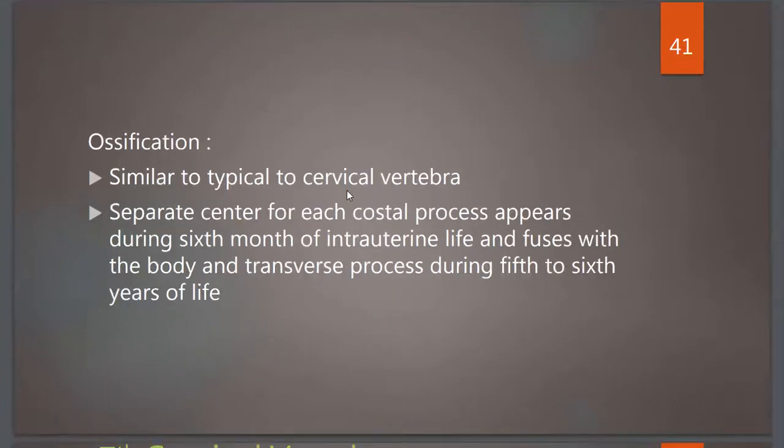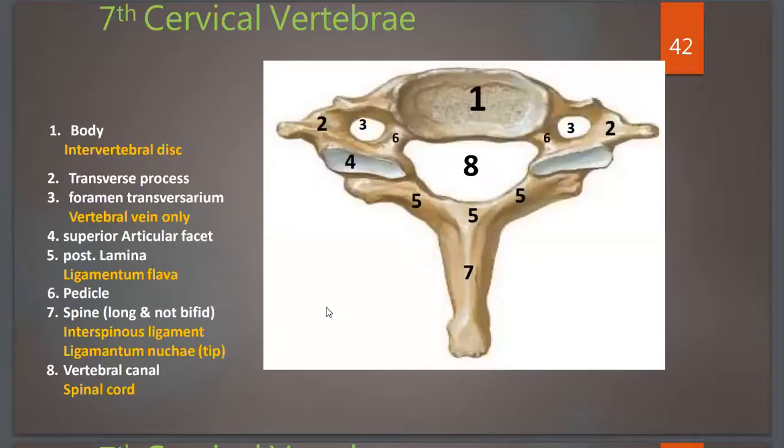Ossification is similar to a typical cervical vertebra. Separate centers: each costal process appears during the 6th month of intrauterine life and fuses with the body, and the transverse process during the 5th to 6th years of life. This picture we have already seen.